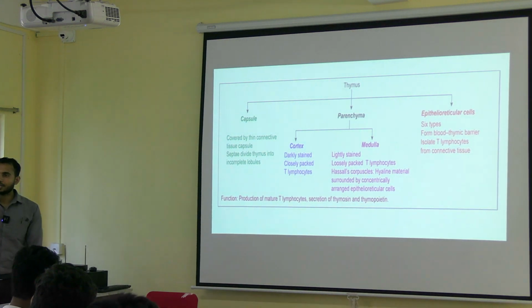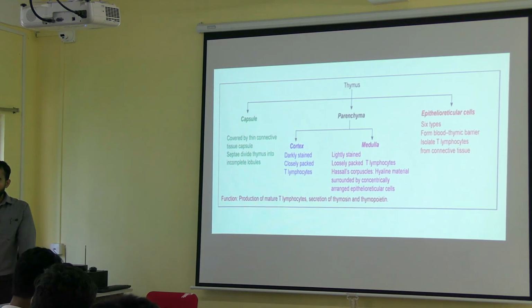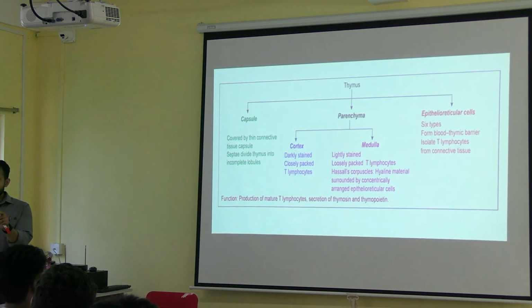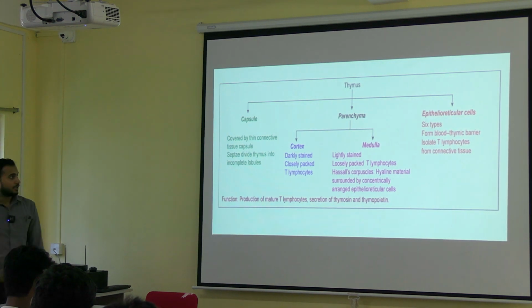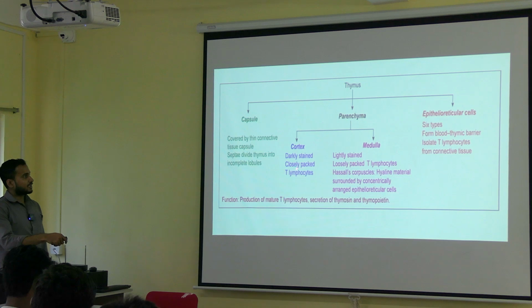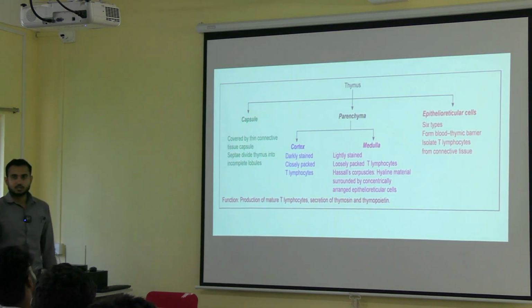And if you take one incomplete lobule, okay, it is also having cortex and it is having medulla. So one incomplete lobule, another incomplete lobule, the medulla is continuous with each other. This is one important identifying feature of thymus. ठीक है, next parenchyma में दो part रहता है, cortex and medulla. Here also you can see cortex darkly stained, medulla lightly stained.